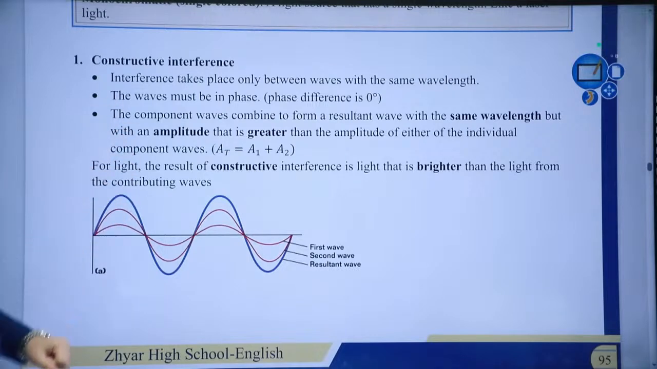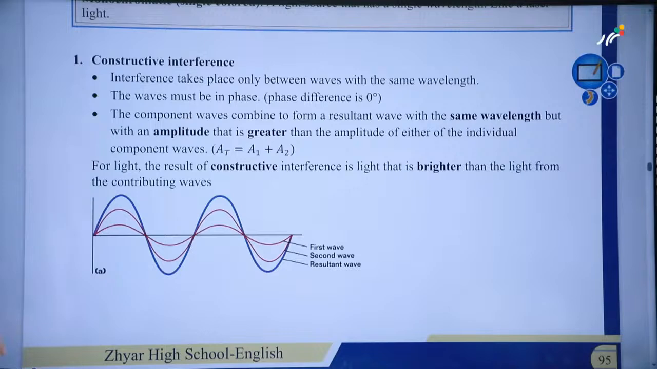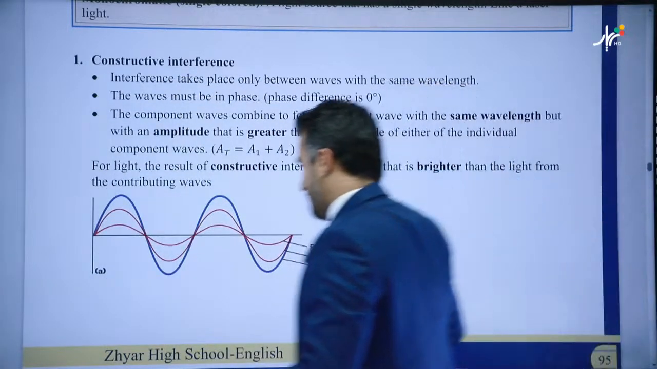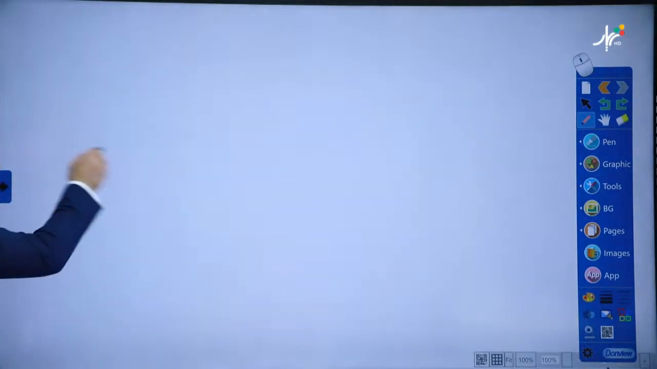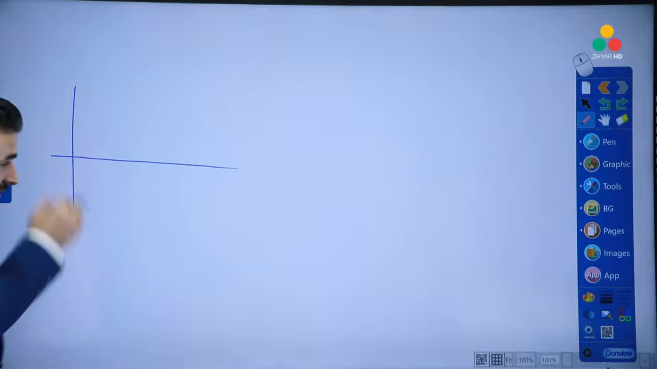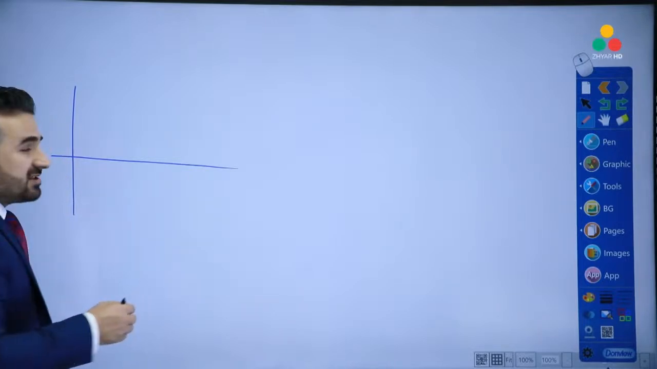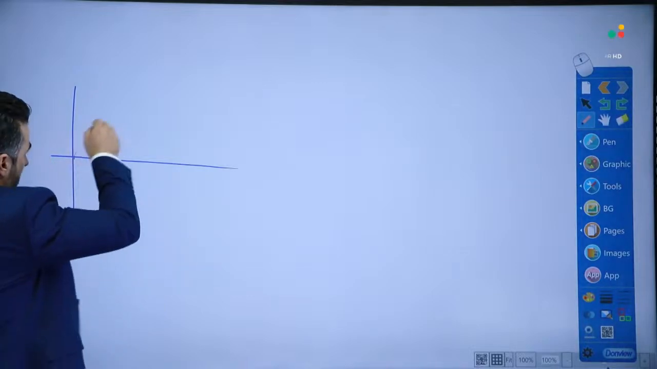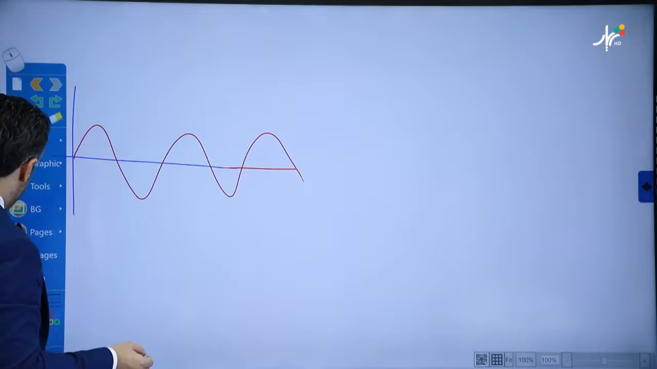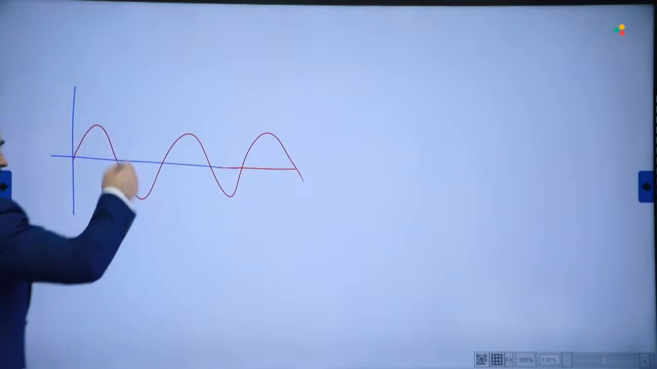The first one that we have is called constructive interference. What is constructive interference? Let's demonstrate these, giving you some information about each one. Remember, in order for constructive interference to happen, you have to have two waves, and these two waves must have the same frequency. So let's say this is one of the waves that I have. Maybe these drawings are not very precise, but for the sake of the explanation, you will have an idea.